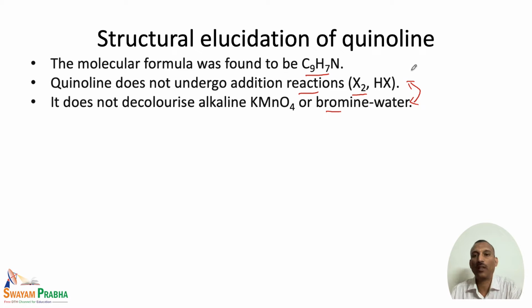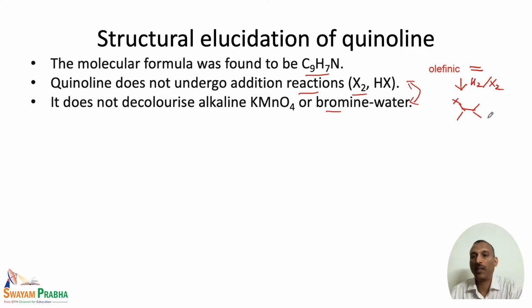Whenever an addition reaction has to occur, we need to have an olefinic double bond. Whenever there is an olefinic double bond, compounds undergo addition reactions. So, if hydrogen is added, or if X2 is added, then we end up with a compound like this.